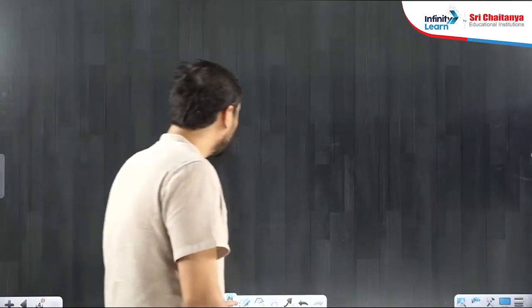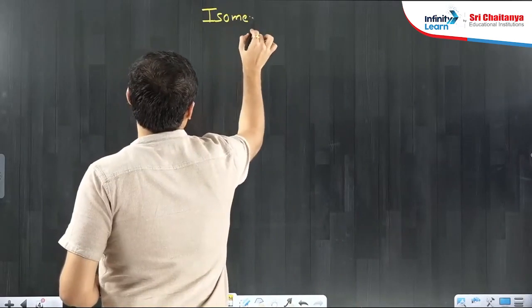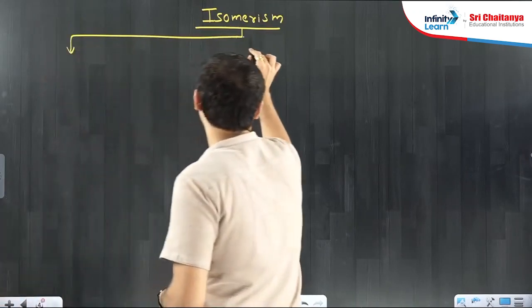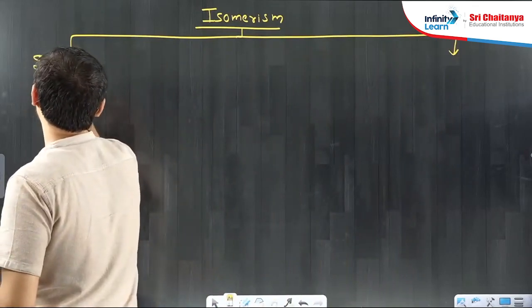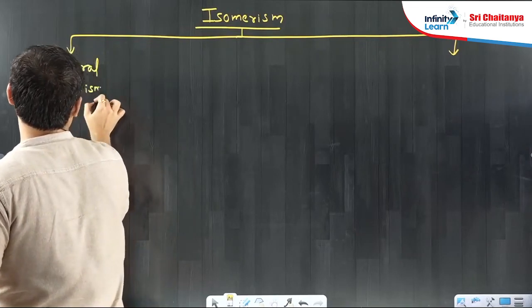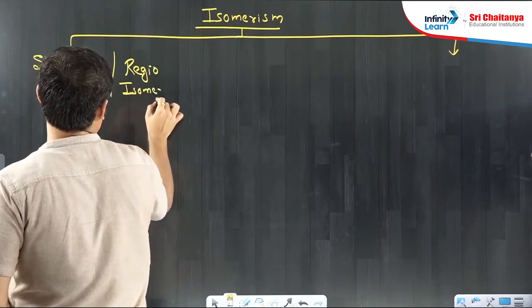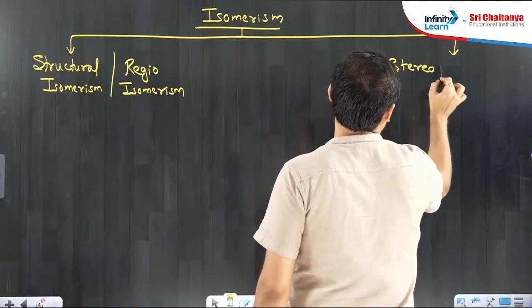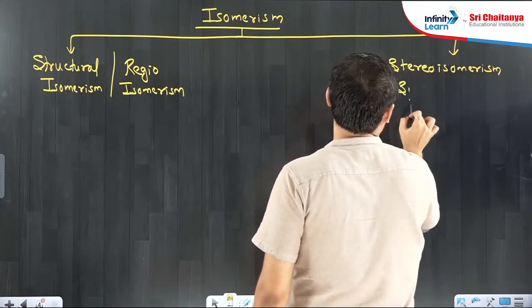Now next, how many types of isomerism do we have to study? We'll classify isomerism into two parts. The first part is structural isomerism, which is also called regioisomerism. And the second part is stereoisomerism, which is also called space isomerism.